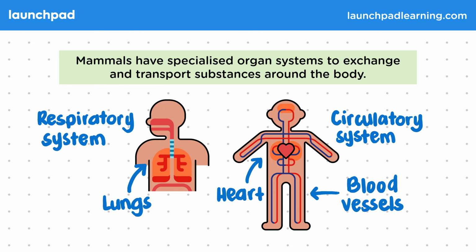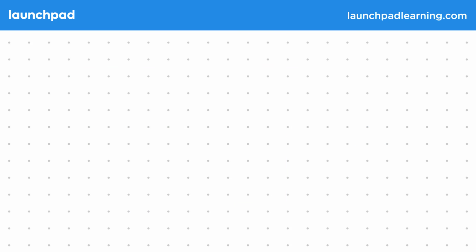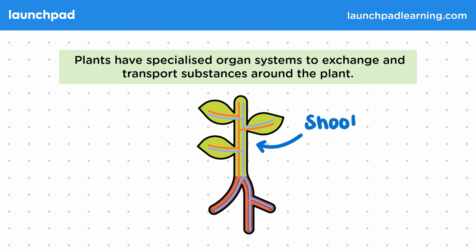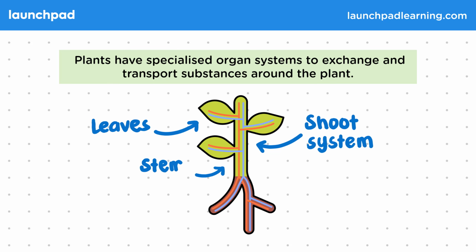What about systems in plants? Plants have specialized organ systems to exchange and transport substances around the plant. This diagram shows the shoot system in plants. This consists of the leaves and also the stem. The leaves have a similar purpose to the lungs, with diffusion of gases occurring in and out of the leaves.